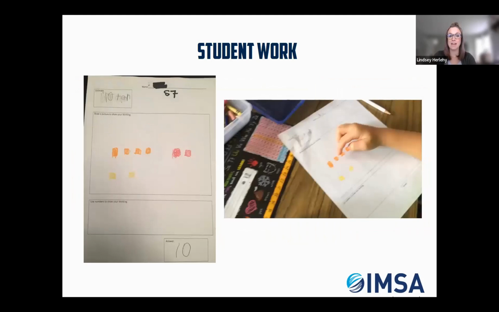This is an example of another student who was interested. What was cool about his is he drew the 4 orange, the 2 reds, I think it was, the 2 yellows. And then he has a final answer of 10. What's neat about this is when you give students these sheets and you ask them to explain their reasoning, they have really cool explanations.